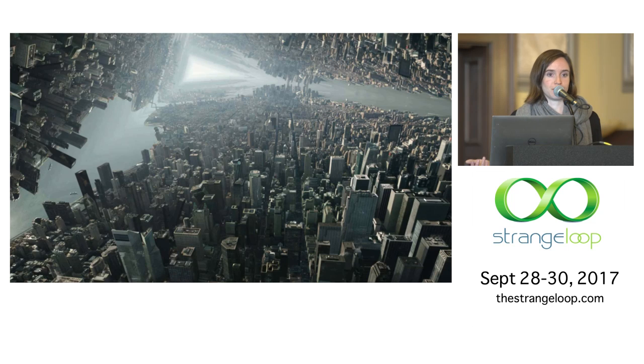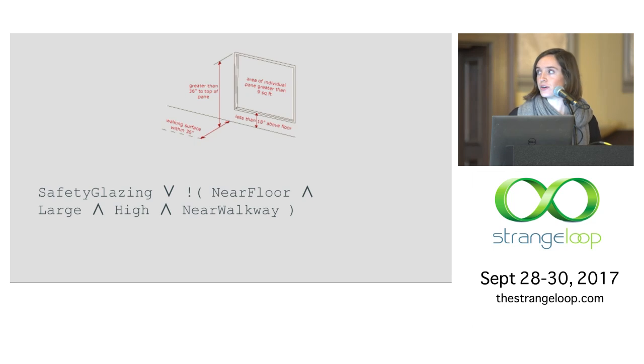Does that mean that we're done? So now we've learned disjunction, and we have geometry, and we have disjunction. Not quite done. Let's go back to our safety glazing example from earlier. Here we'd turned all of these predicates into Booleans. So we had safety glazing, or not, near the floor, large, high, and near walkway. But all the rest of these things besides whether it's safety glass or not aren't actually Booleans, right? So how do we reason about things that aren't Booleans?